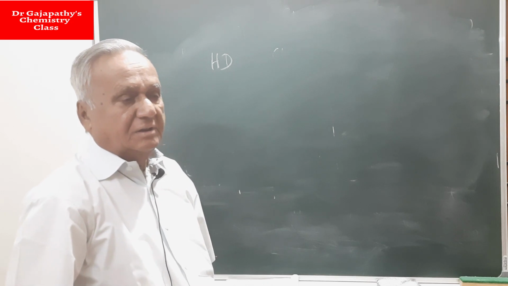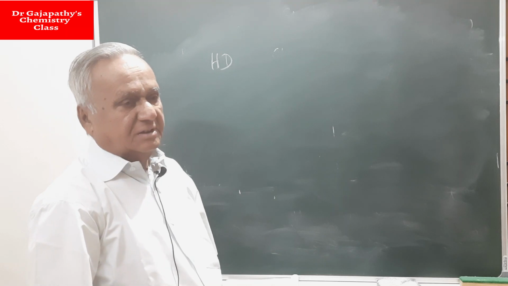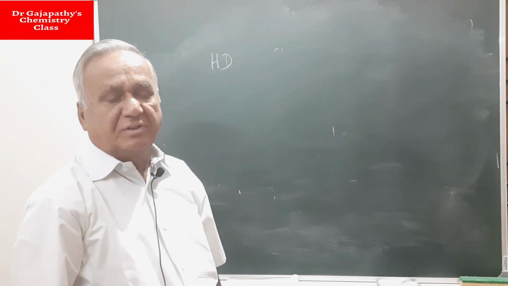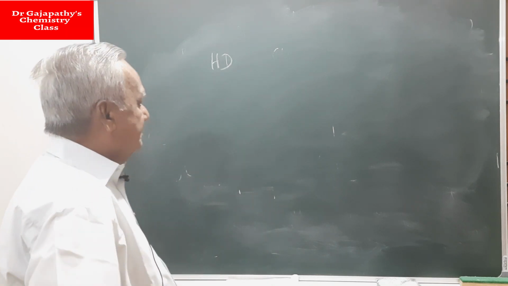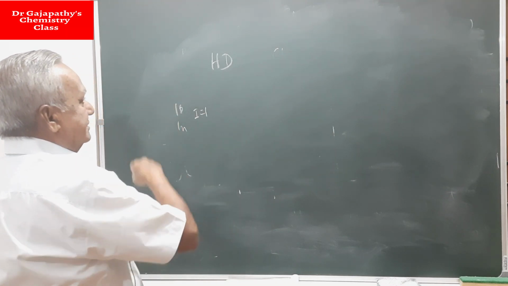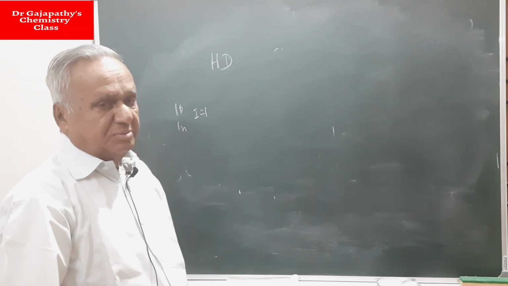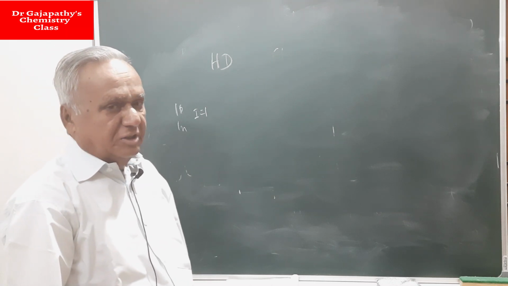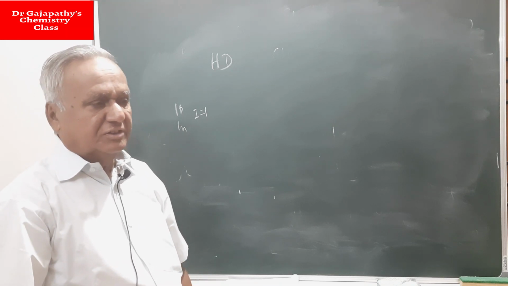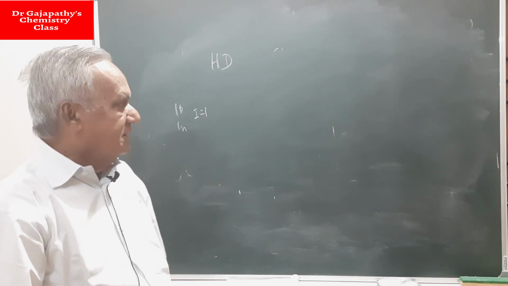Now, the spectrum of HD, deuterated hydrogen. Both have spin. H has a spin of half, and deuterium, which contains one proton and one neutron, has a spin value of 1. H having spin of half and D having a spin of 1. You can record the proton NMR of this, or you can record the deuterium NMR for this. How will the proton NMR look like, and how will the deuterium NMR look like?